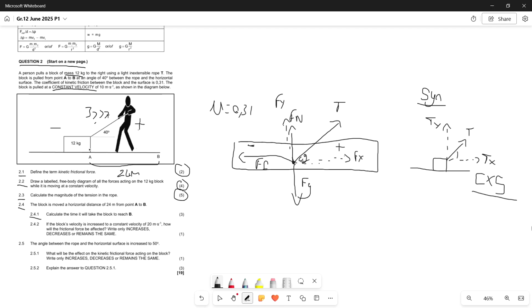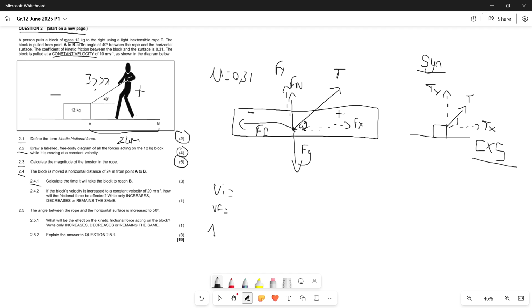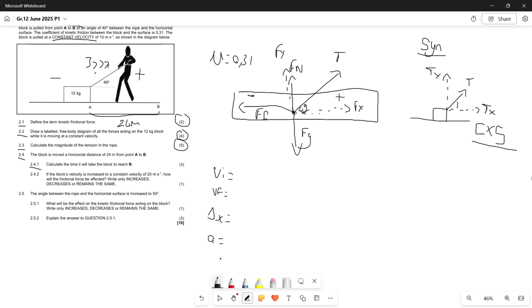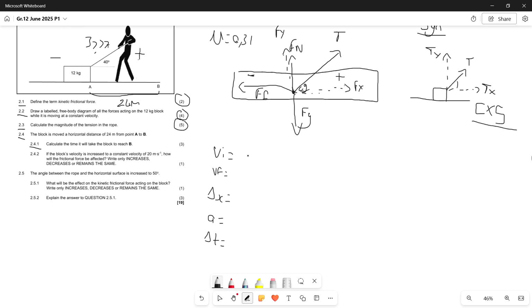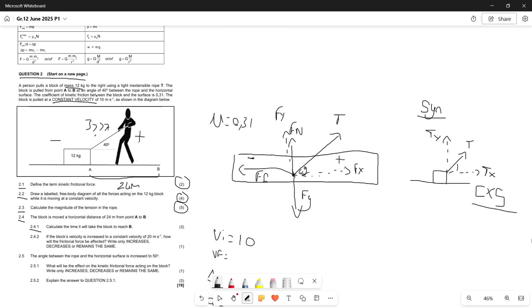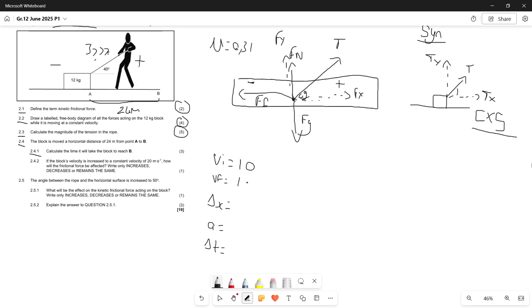So we have a bunch of variables. Cool, so let's write them down. That's always a good practice. We have our VI, our VF, we have our delta X, we have our A, and we want time. So at this stage, what we need to look at, our initial velocity is 10 because they said it is starting at 10, but it is a constant velocity from there to there. They did not use the word rest anywhere. So our final velocity is also 10.